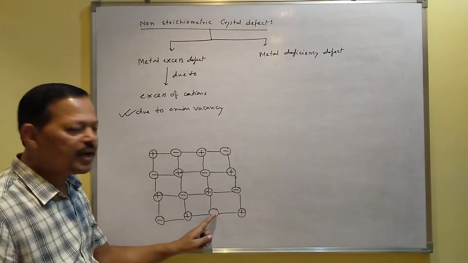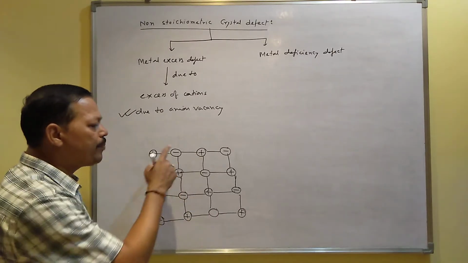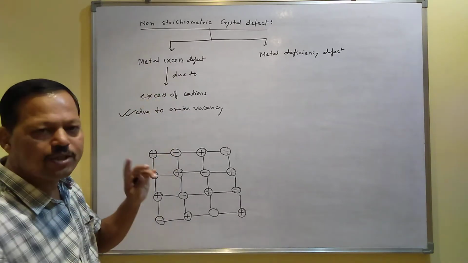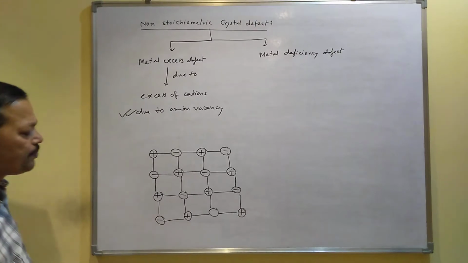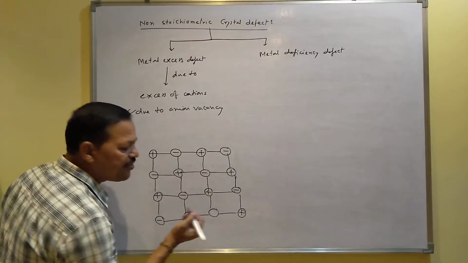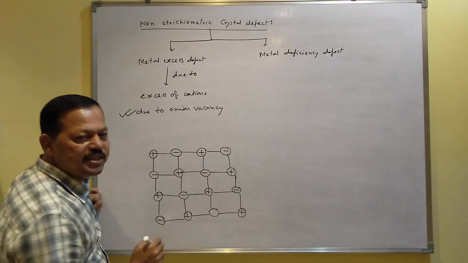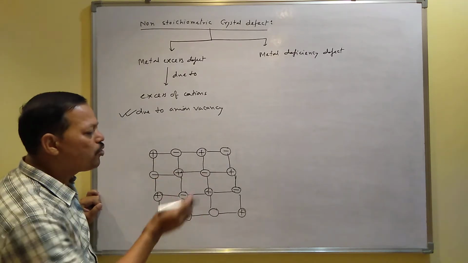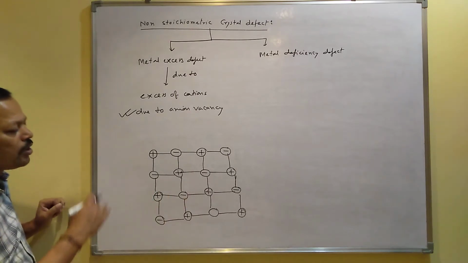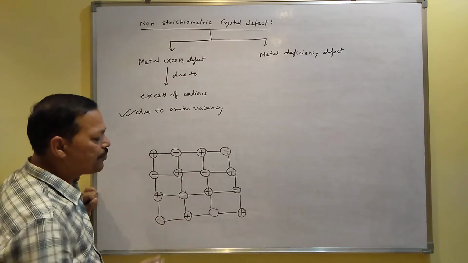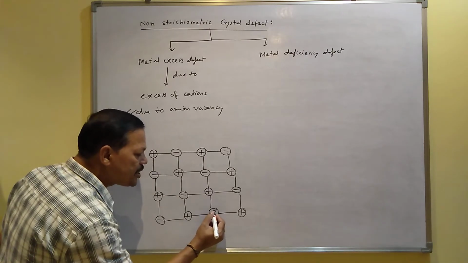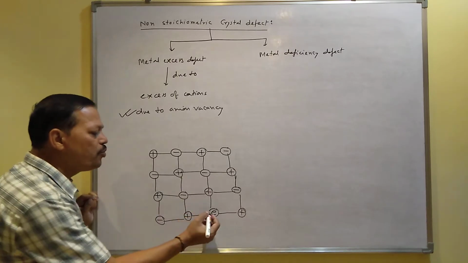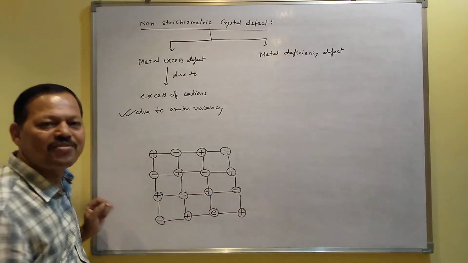And due to this anion vacancy, the number of cations will be more, the number of anions will be less, and that is why it is called metal excess defect. I mean cation is more means metal will be in excess. Now when this anion is vacant, due to this vacancy, the electrical neutrality will not be maintained. I mean the number of positive charges is more, the number of negative is less. To maintain the electrical neutrality, one electron will be trapped at this position. As you know, electron is negatively charged, so one electron will occupy the position of the anion vacancy.